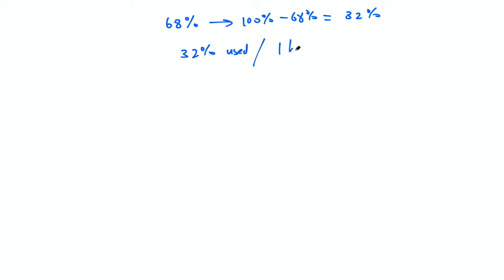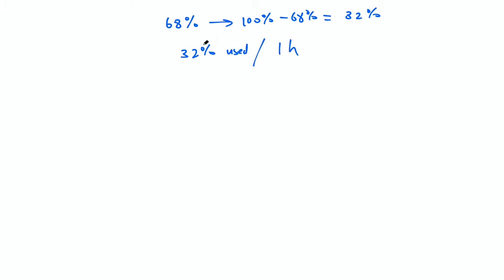So if after 1 hour, 68% of the battery is left over, this means 100% minus 68% will be how much of the battery was used. So that's going to equal 32%. That means the computer that Dan uses uses 32% of its battery per 1 hour.